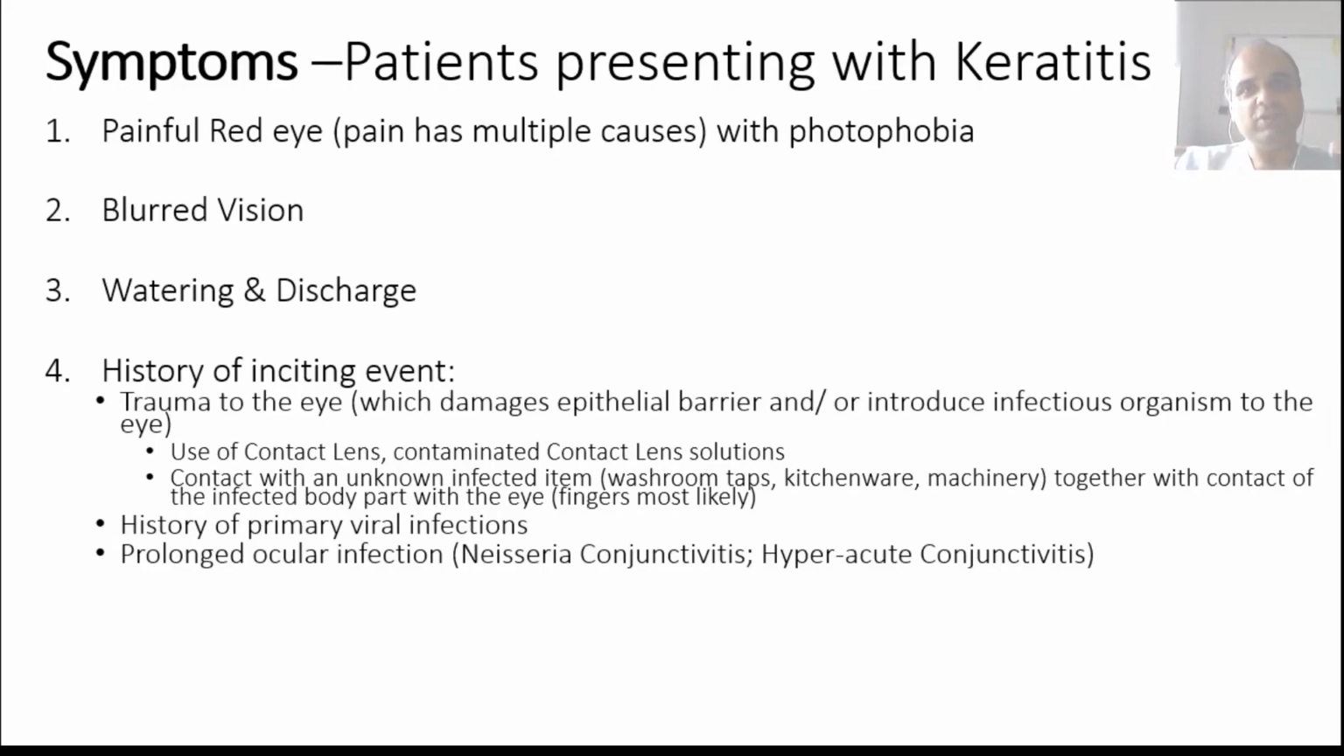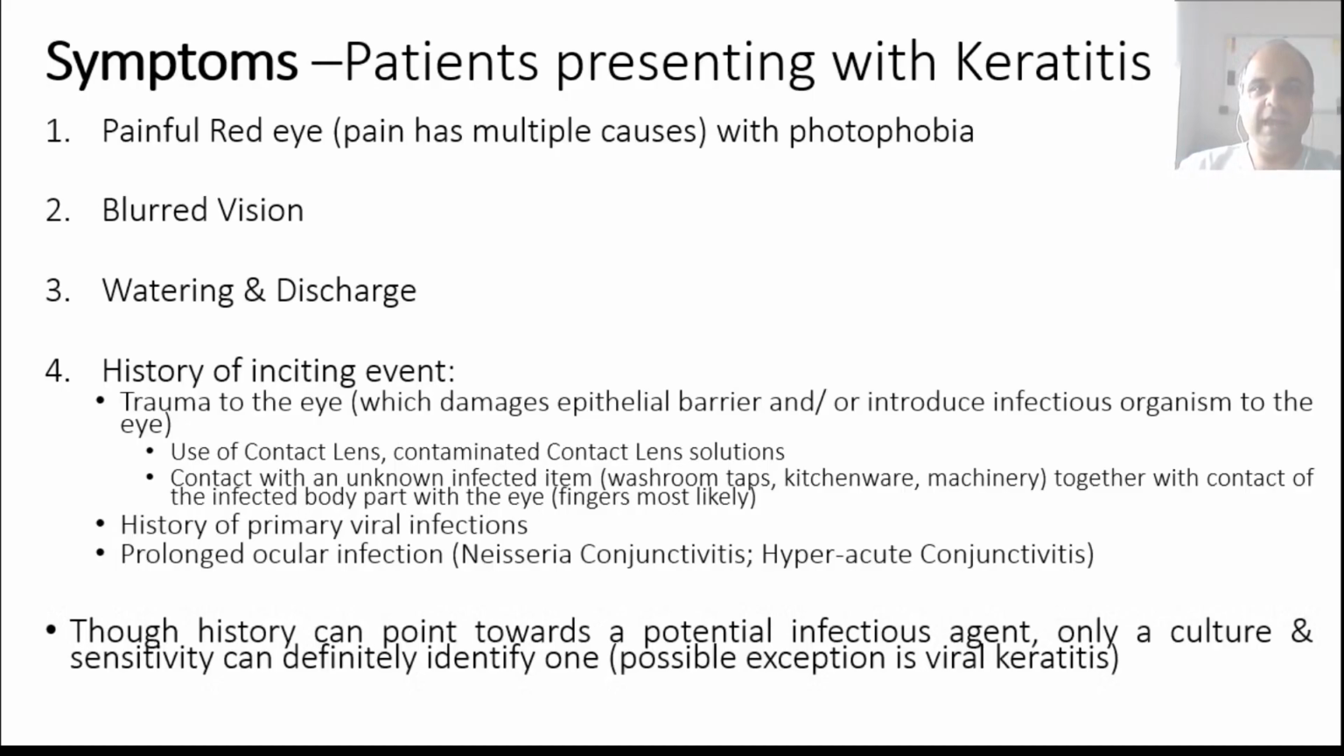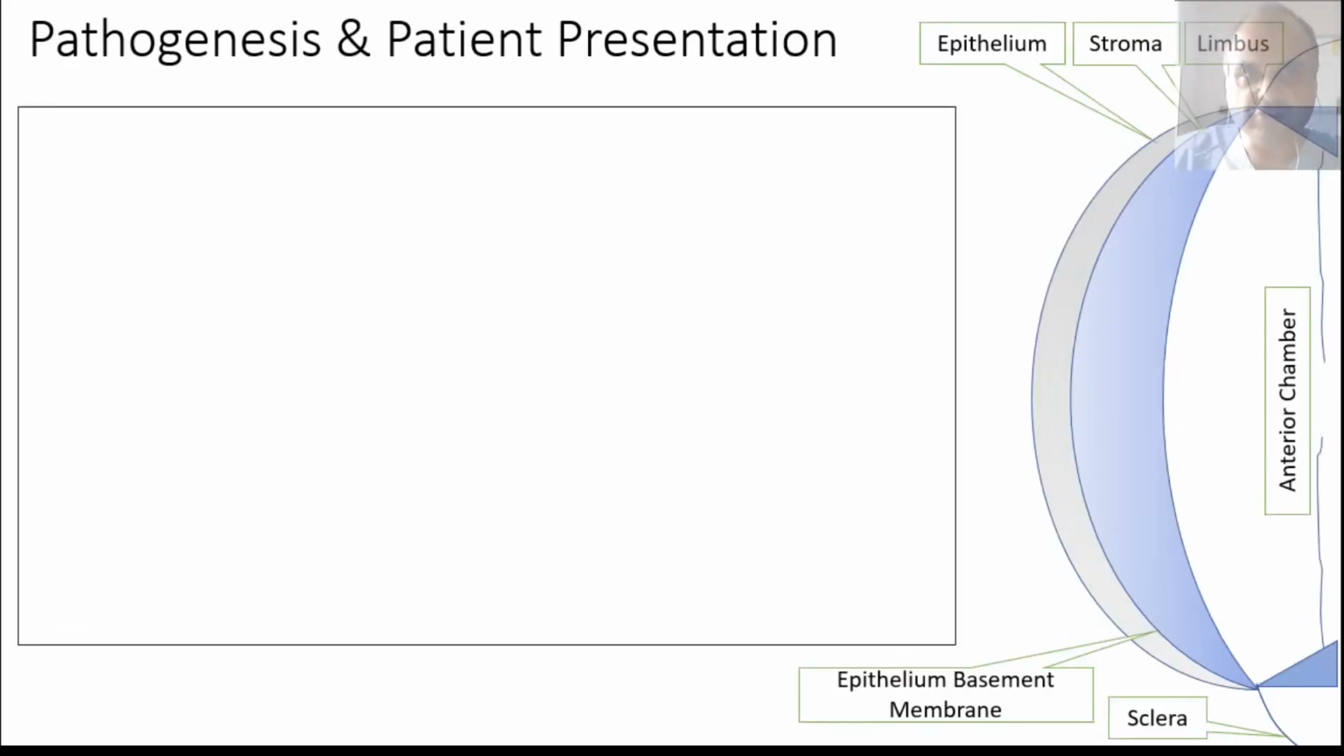So you have a history of an event that would tell you that, yeah, this was the point where the cornea became compromised, or the process of inflammation started. And although the history can point you towards one potential source, you cannot be sure, yeah, this is the organism, or this is the type of organism, for example, a bacteria that has caused it. Only a culture and sensitivity can tell you that, with the possible exception of a viral keratitis, and we'll see why that is.